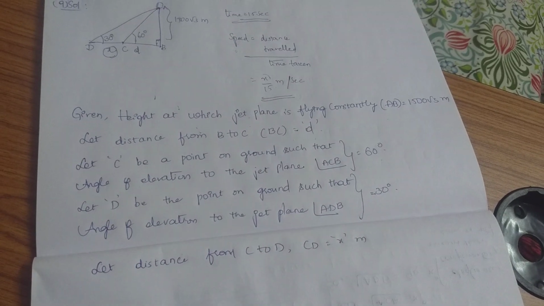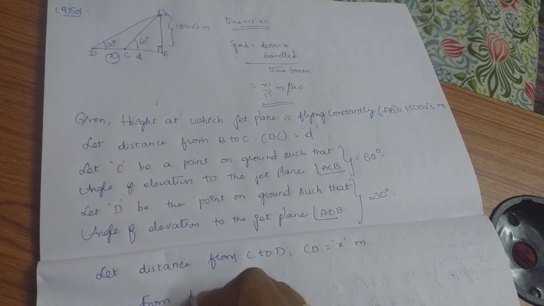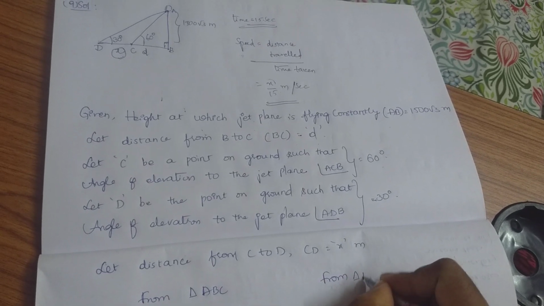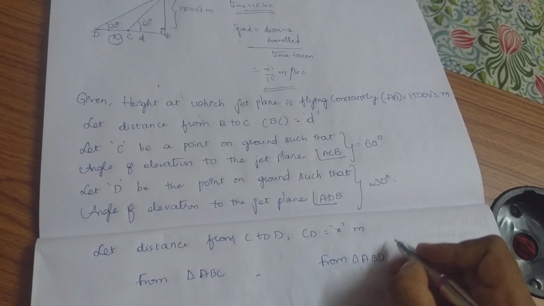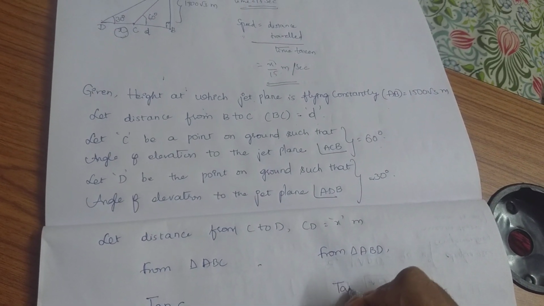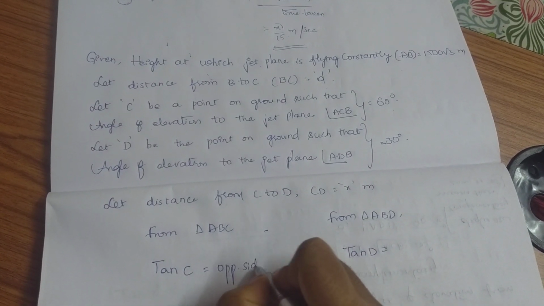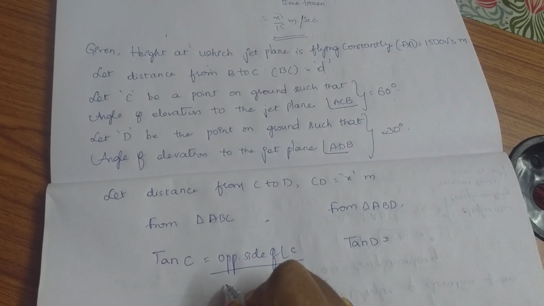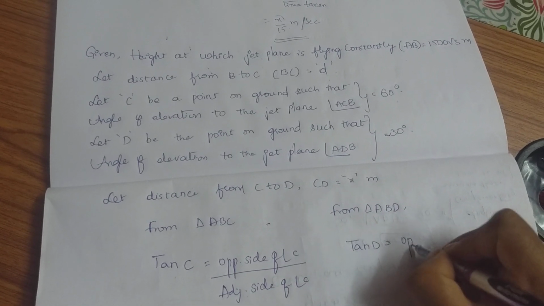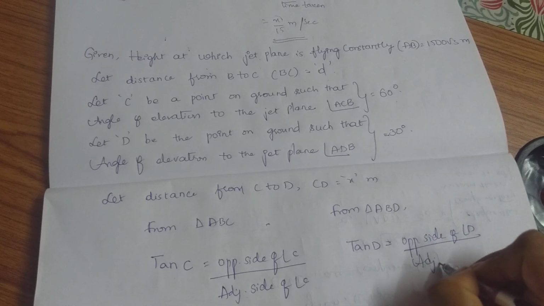Two right angle triangles are involved in which we have to use the trigonometric ratio tan. What are those two triangles? One is triangle ABC, the other is triangle ABD. In both triangles, what is the angle taken as reference? In the first triangle it is tan C, in the second triangle it is tan D. Tan C is the opposite side of angle C by the adjacent side of angle C. Here, it is the opposite side of angle D by the adjacent side of angle D.